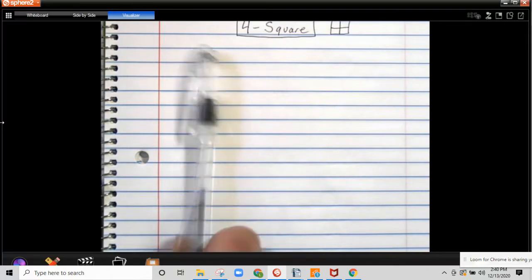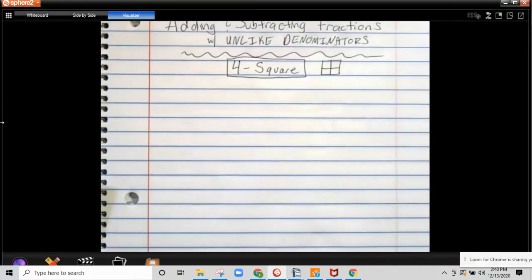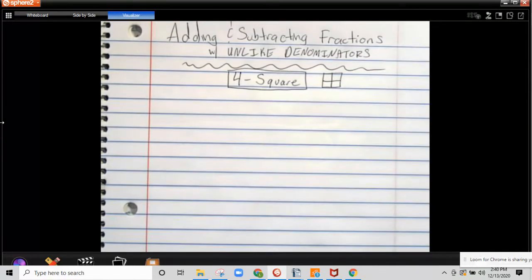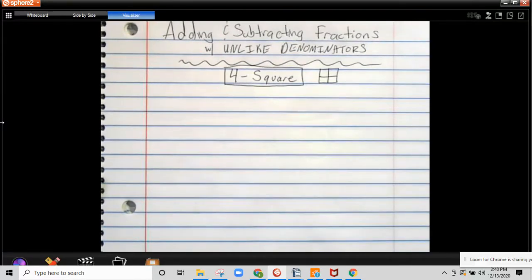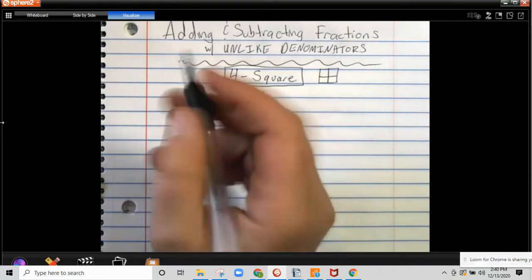All right, hey guys. So this is going to be talking to you about adding and subtracting fractions with unlike denominators, okay? And this is the four square method. So basically, if we just get right to it.